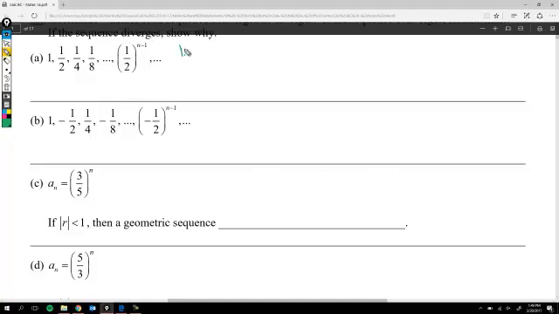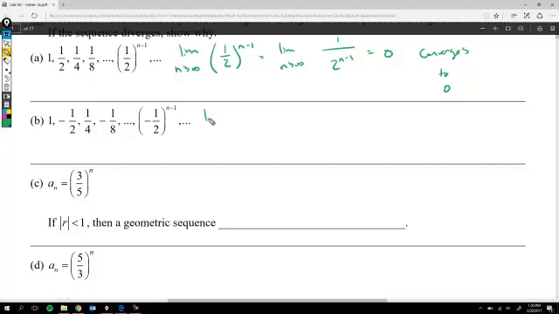I'm going to evaluate the limit as n approaches infinity of (1/2)^(n-1). Okay, well, this is the same thing as 1 over 2^(n-1), and if you plug a real big number in for n, this will tend towards 0 because it's 1 divided by a very large number. So this will approach 0, which means that this does converge. Okay, it converges to 0.